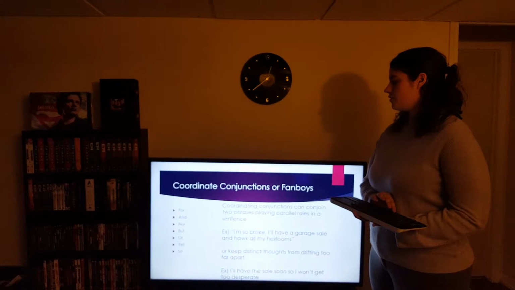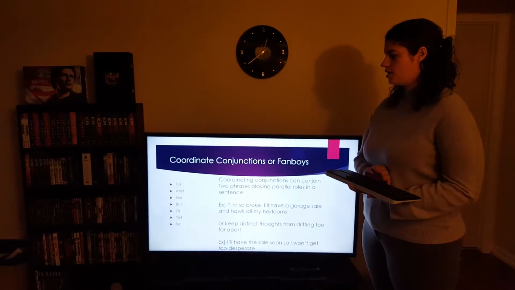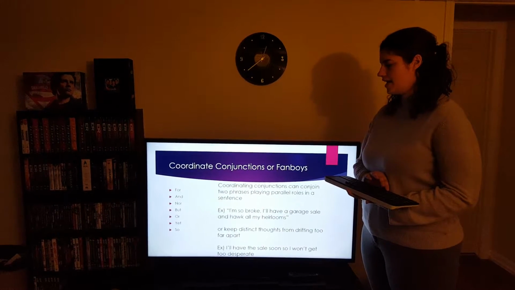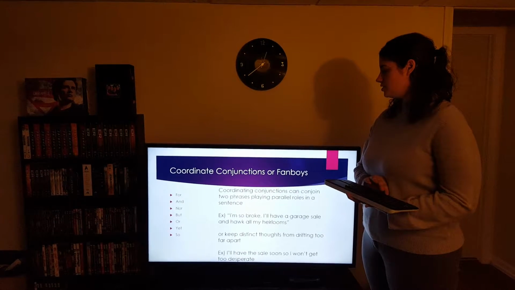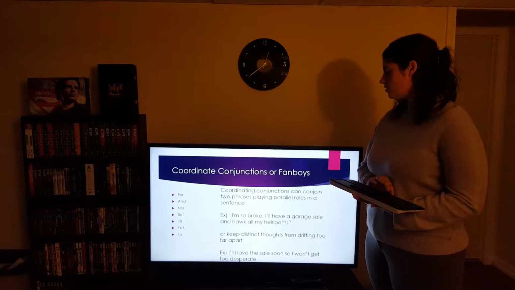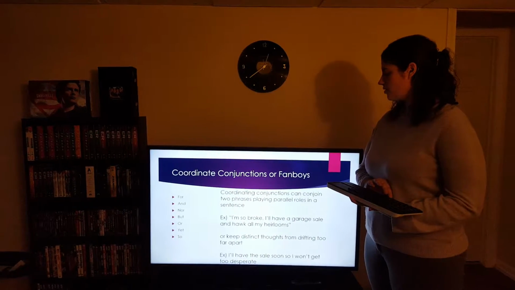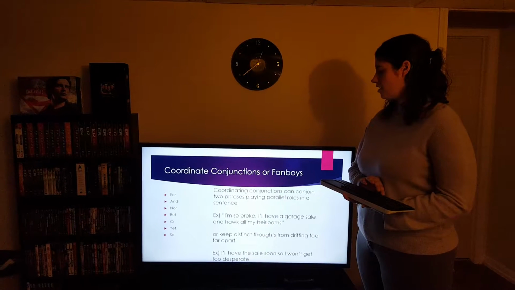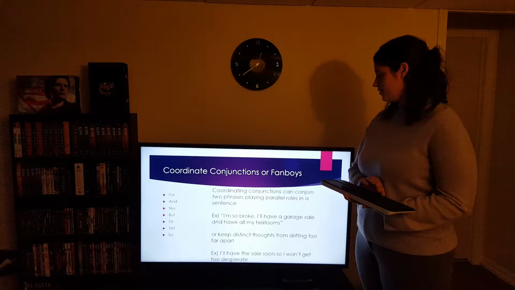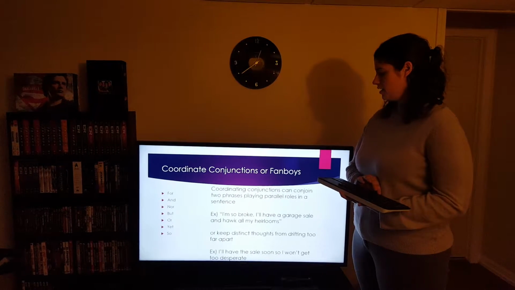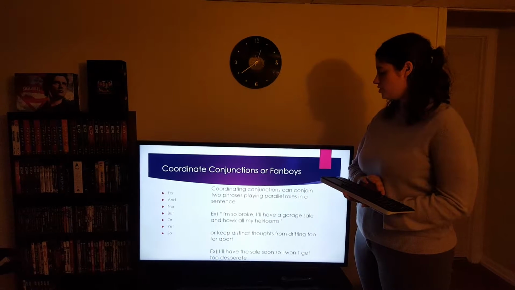Coordinate conjunctions, or FANBOYS. The FANBOYS are for, and, nor, but, or, yet, so. Coordinating conjunctions can conjoin two phrases playing parallel roles in a sentence. Example: I'm so broke, I'll have a garage sale and hawk all my heirlooms. Or keep distinct thoughts from drifting too far apart. Example: I'll have the sale soon so I won't get too desperate.